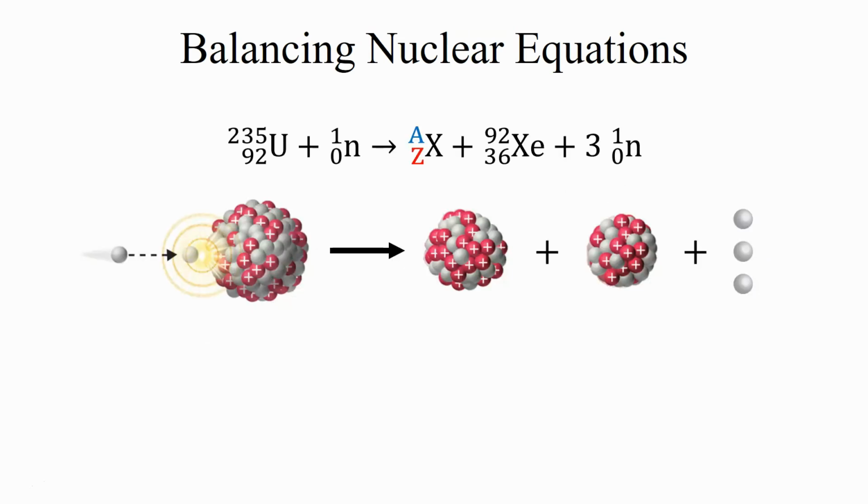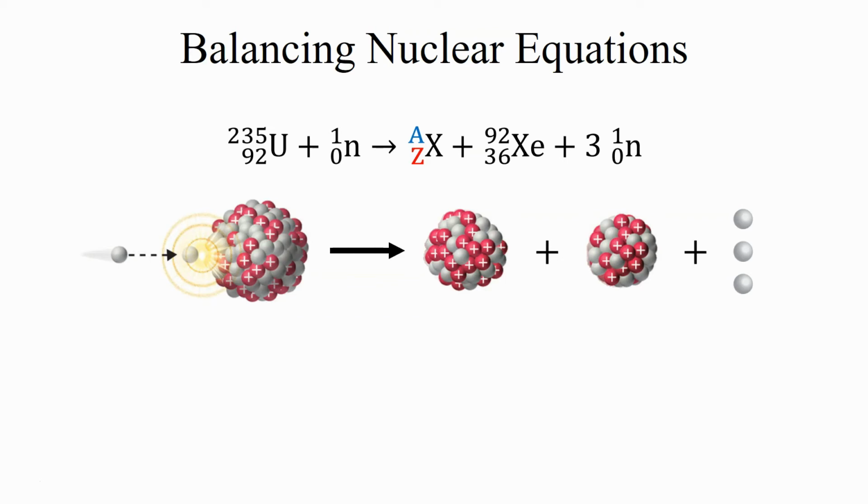In this reaction, we have uranium-235 being bombarded by a single neutron. Now notice the neutron has a mass number of 1 and a Z number of 0, and this is because there's no proton in it. One of the products of this nuclear reaction is xenon-92, and another product is 3 neutrons. This becomes important later on when we discuss chain reactions.